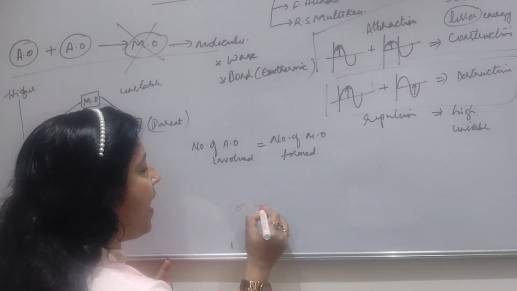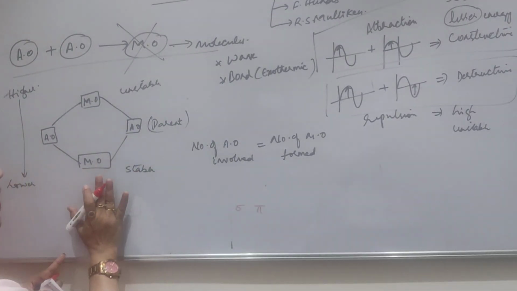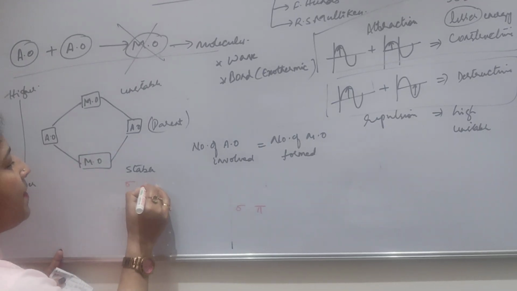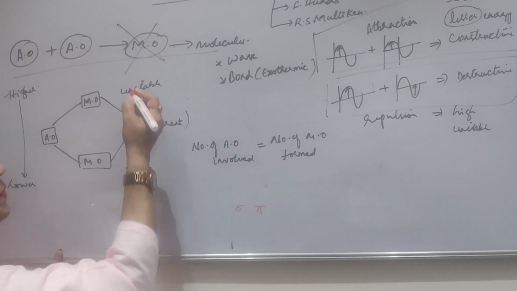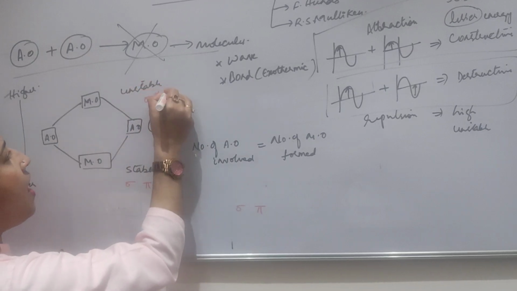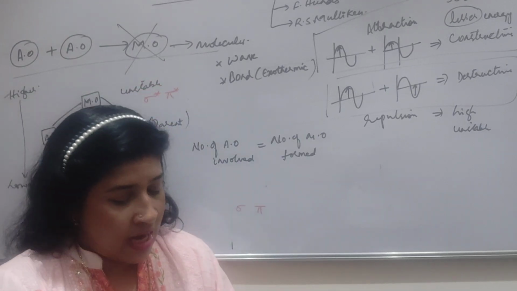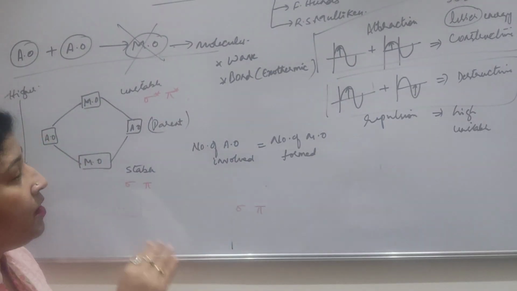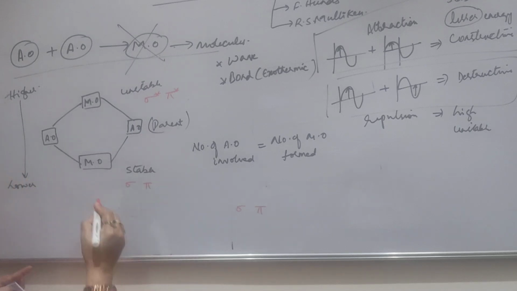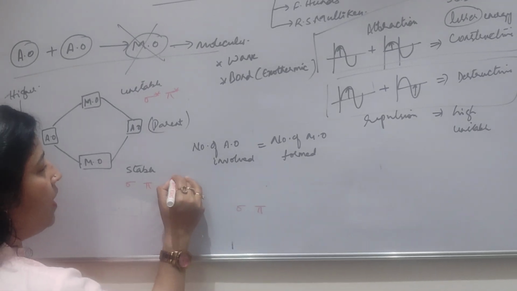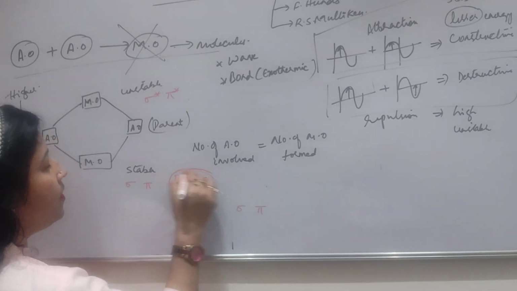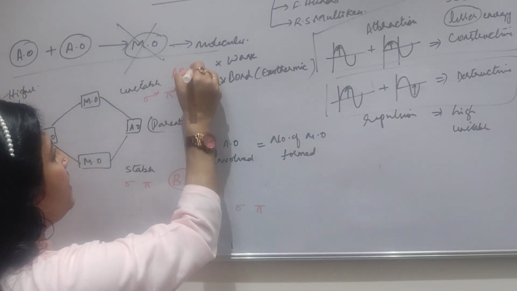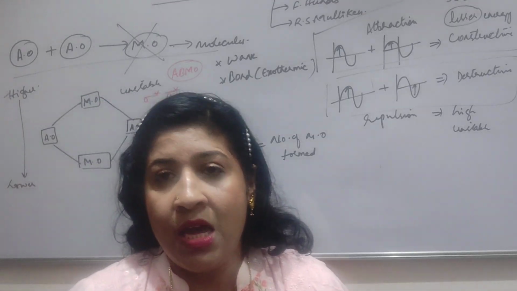So obviously sigma and pi come into the picture. Whenever the molecular orbital is below, it will be sigma and pi. Whenever the molecular orbital is above, it is sigma star and pi star. So now there are two types of orbitals which are formed, and let's name these orbitals. The orbital which is below is known as bonding molecular orbital or BMO. The molecular orbital which is above is known as anti-bonding molecular orbital, otherwise known as ABMO.